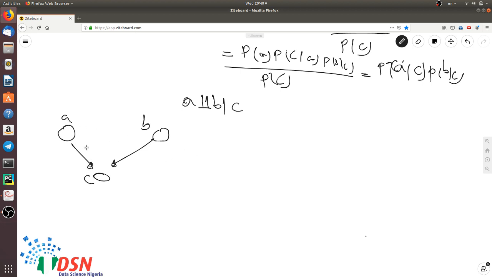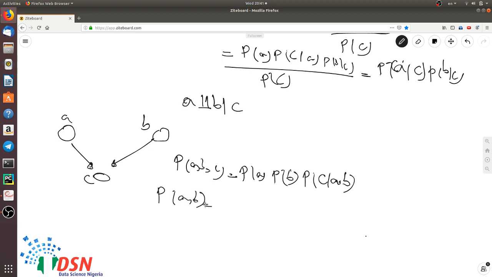Okay, let's say A, B, and C in here. Now we could write the P of A, B, and C as P of A times P of B times P of C given A and B, right? So we could write P of A and B as P of A times P of B. So A and B are statistically independent given the empty set.